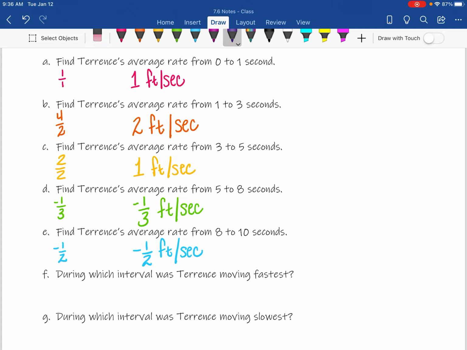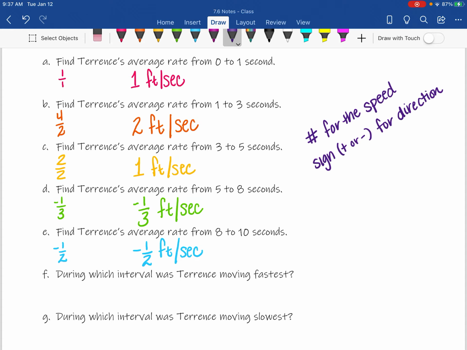Okay, so the next two questions ask you to determine where Terrence was moving the fastest and where Terrence was moving the slowest. So remember, when we're looking at our slope, we look at the number for the speed, and then we look at the sign, positive or negative, for direction. Okay, so just because something is a negative number does not mean that it's going slower. It just means the direction is different. Remember, if we have a negative slope, we're moving towards the target. If we have a positive slope, we're moving away from the target. So we're really just looking at the number to answer this question.